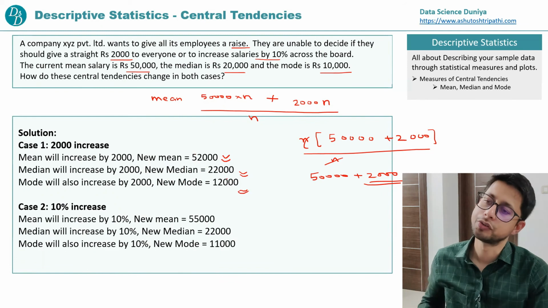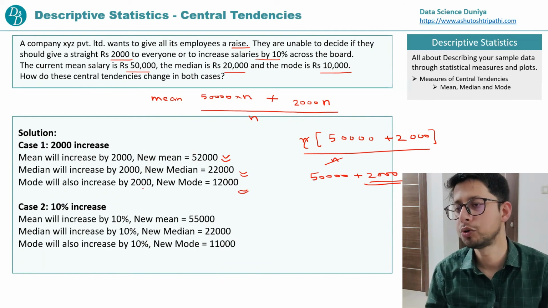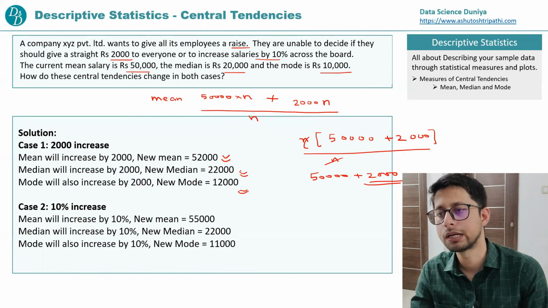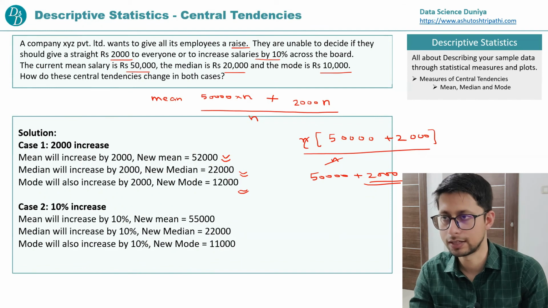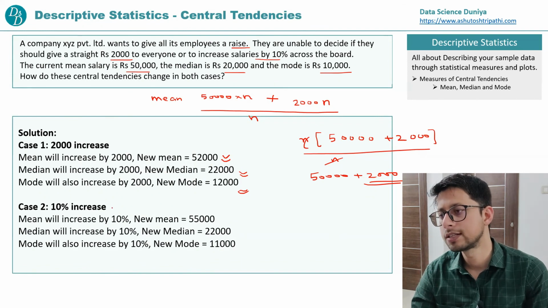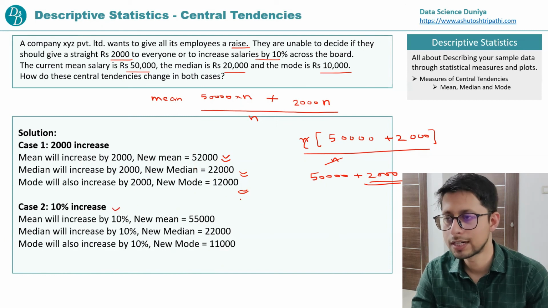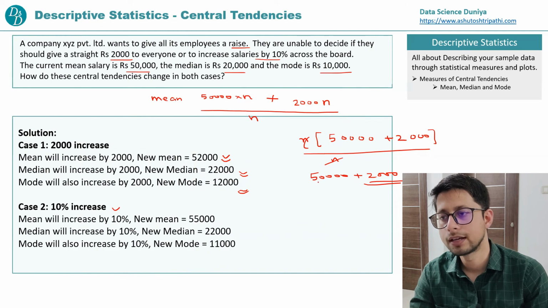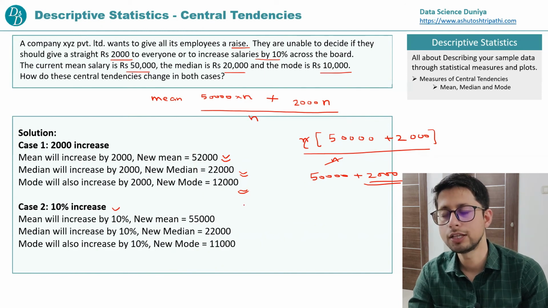Because that 2,000 is applicable to each data item, it will increase the middle point also, and the mode will become 12,000. These are the new central tendencies. Now what if everyone gets a 10% increase? If they get a 10% increase, then every data item will be incremented by 10%, and similarly the median point will also be incremented by 10%.